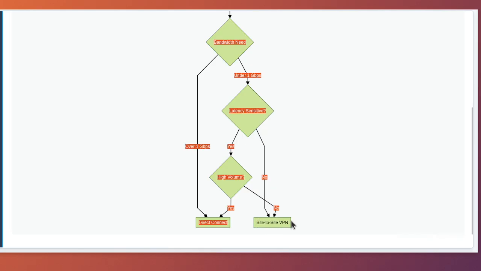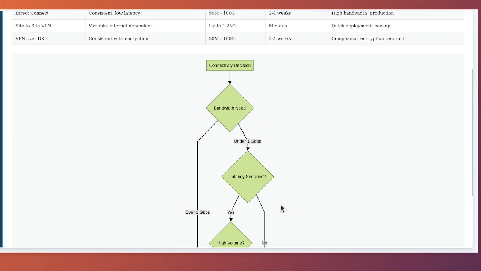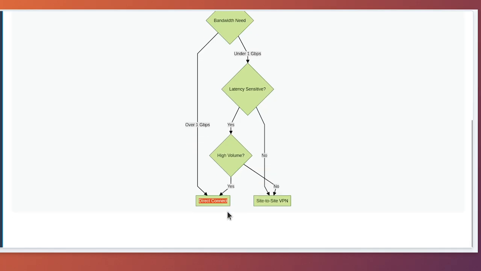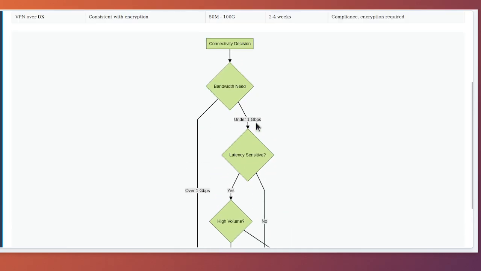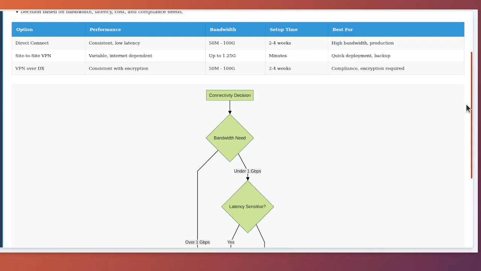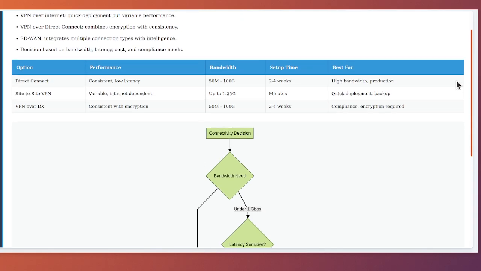You can have a VPN connection operational in minutes, whereas Direct Connect typically takes weeks to provision due to the physical cross-connect process. VPN requires no special hardware beyond your existing internet connection and a VPN-capable router or firewall. However, VPN has significant limitations compared to Direct Connect.